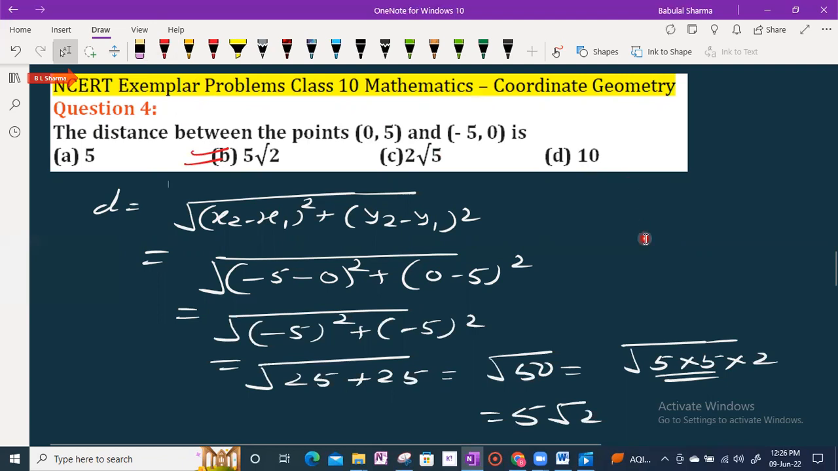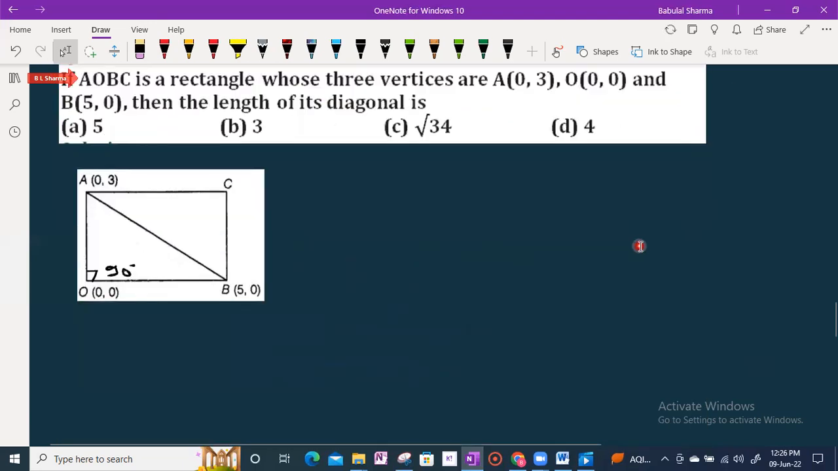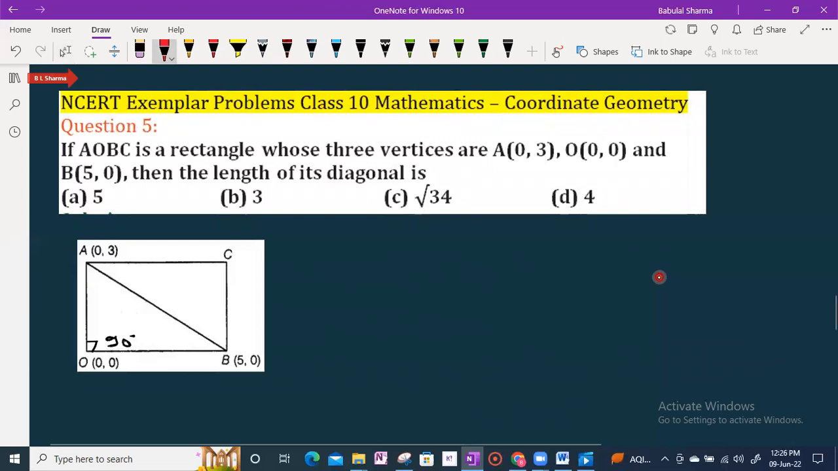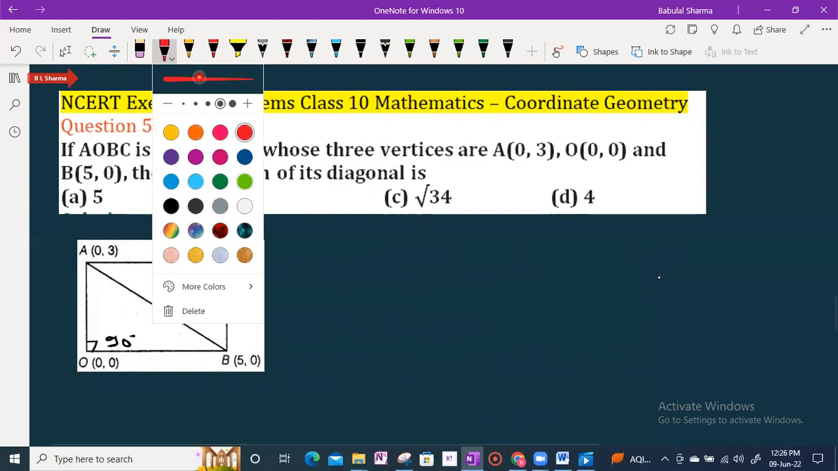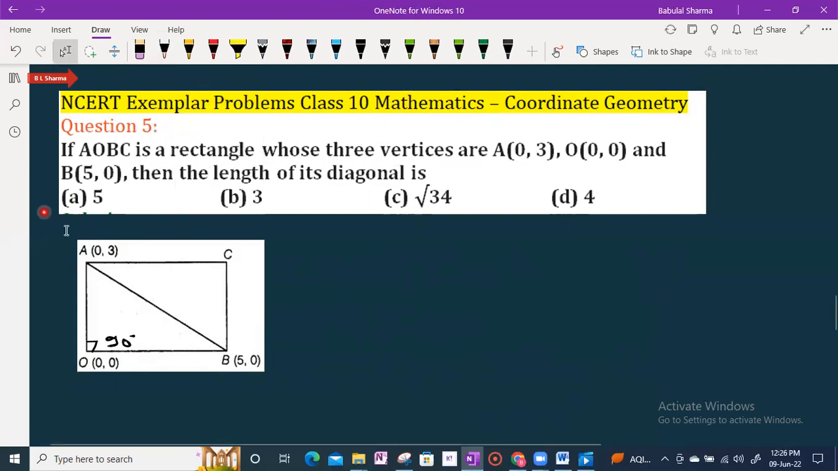And now next question number 5. AOBC is a rectangle. Taken all 3 points in order. Vertex A is (0, 3), the origin that is (0, 0), and vertex B coordinates are (5, 0). What is the length of the diagonal? We have to find out this length. That is AB is the diagonal here.